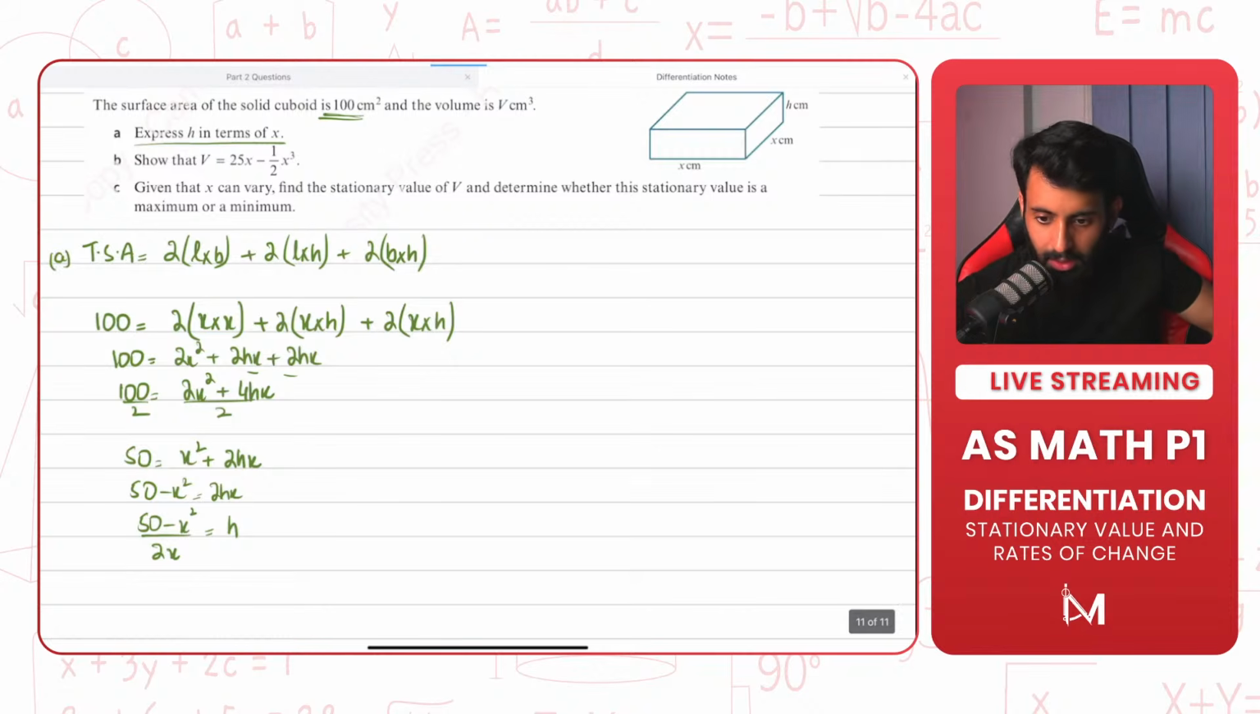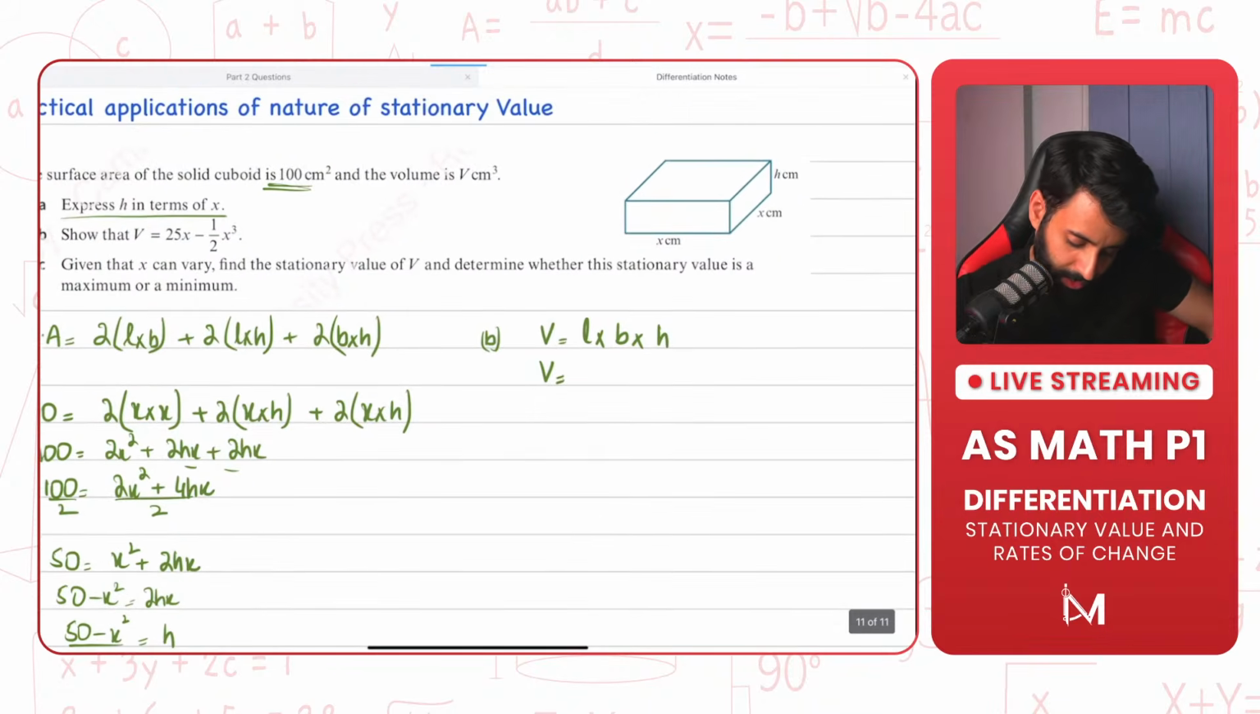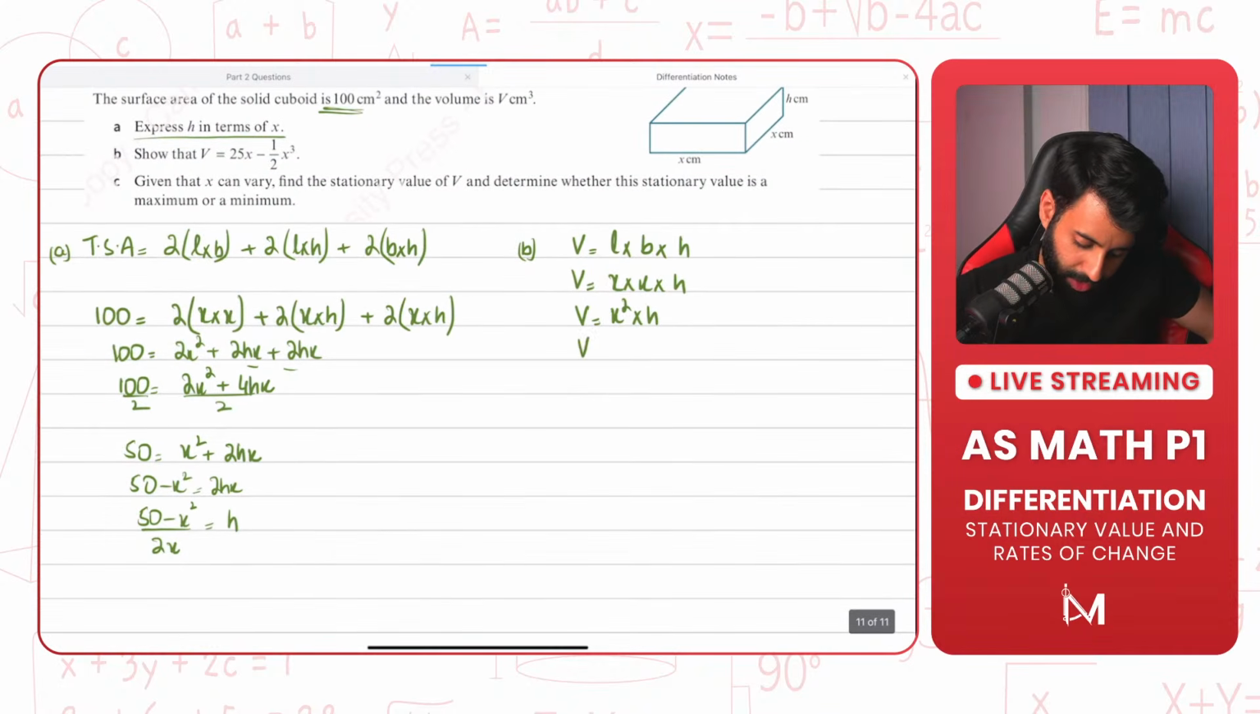Then we do part B. Part B says show that the volume is equal to... Now, these show questions are good in the sense that you can see what the answer is and you can be absolutely sure whether you've done it correctly or not. Now, the volume, if we were to take it out as it is, we would have done x square into h. But because we now have h in terms of x, we are going to replace it with whatever expression we have formed. So that means v is equal to x square into 50 minus x square upon 2x.